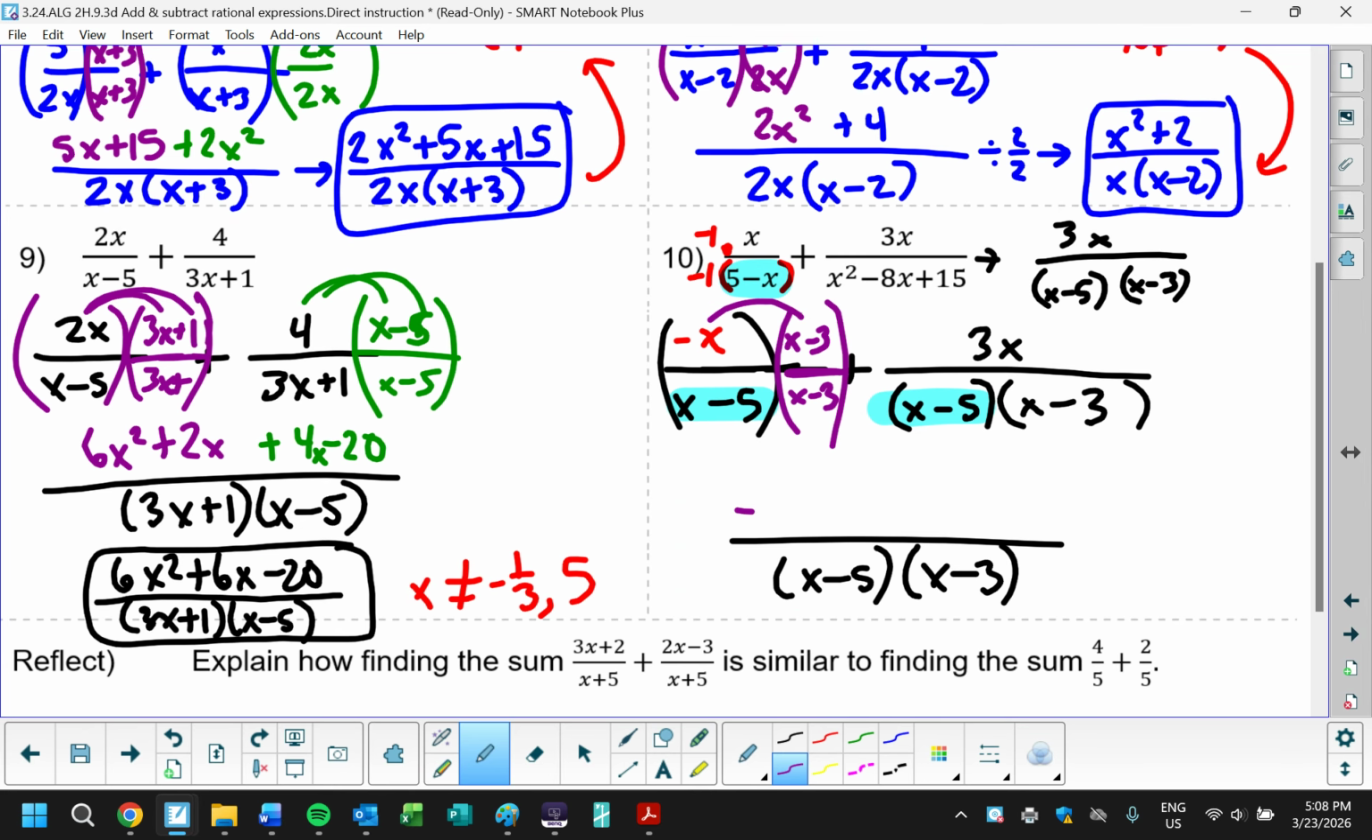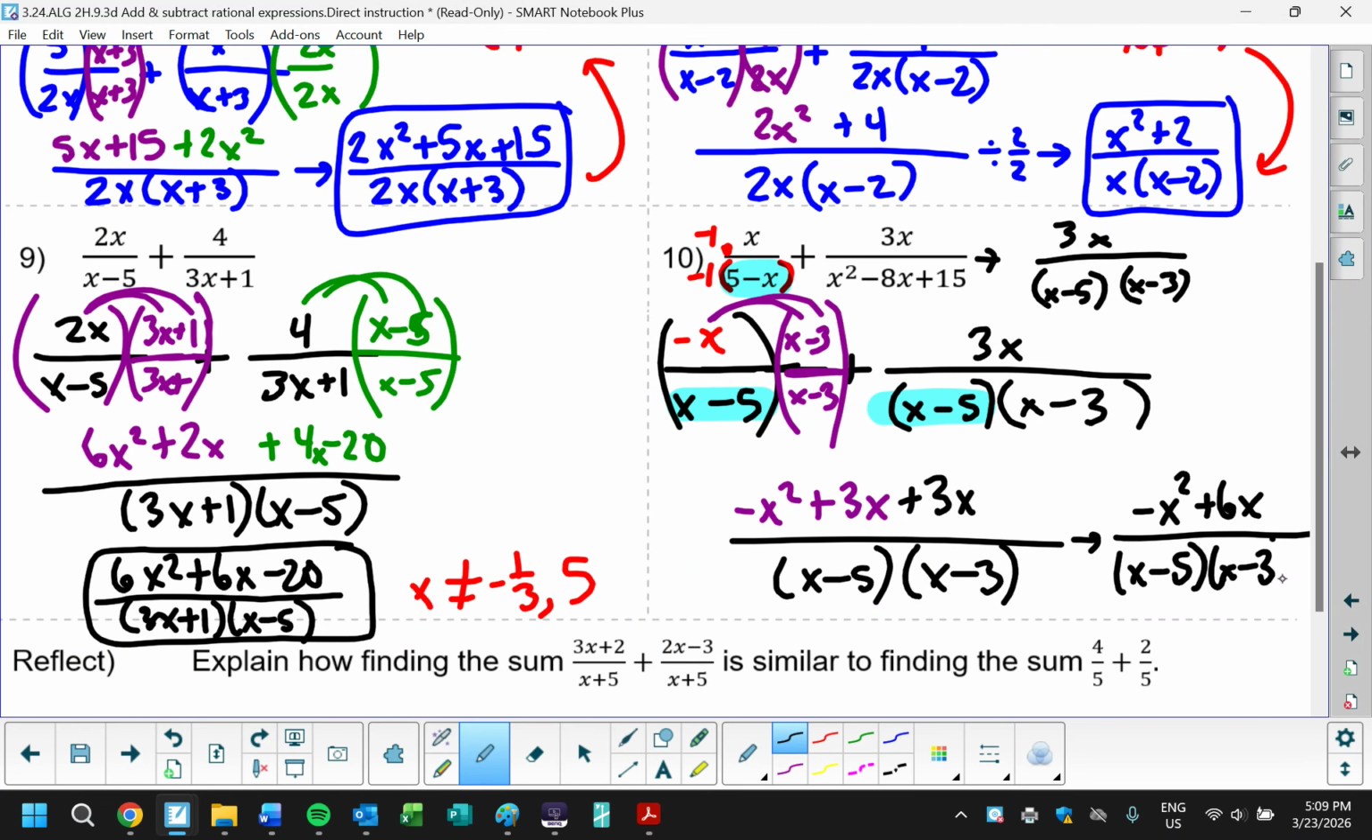Distributing negative x times x, negative x squared, negative x times negative 3, positive 3x. And we are going to add 3 more x's, in which we find the opposite are a negative x squared plus 6x all over x minus 5 and x minus 3.